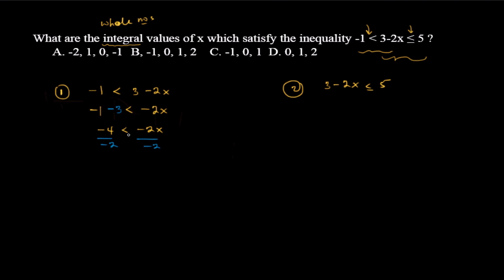Anytime you divide an inequality by a negative number, or you multiply both sides of an inequality by a negative number, the sign changes. So -4 divided by -2 is 2, but instead of less than, because we have divided by a negative number, the sign changes to greater than, and then you have x. So this is the solution of this inequality: 2 > x.